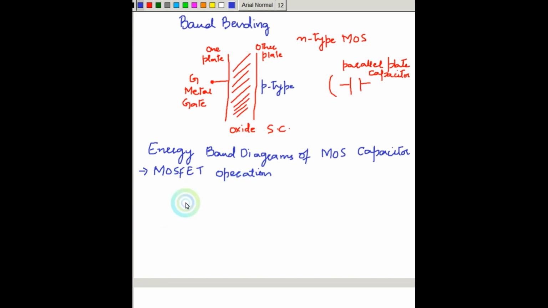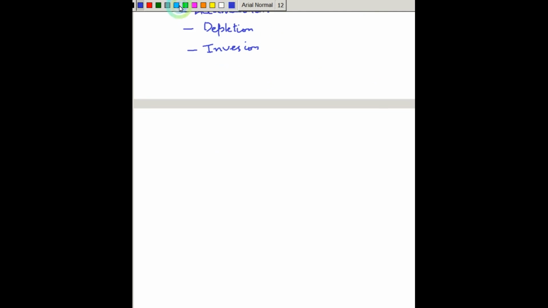MOSFET operation has three modes of operation. What is that? We have accumulation. Second mode of operation is depletion. And then we have inversion. And remember, here we are talking about the enhancement mode MOSFET. Now, what is accumulation? Accumulation is when the gate voltage is less than 0 volts, again, for an N-type MOSFET with a P-type channel.